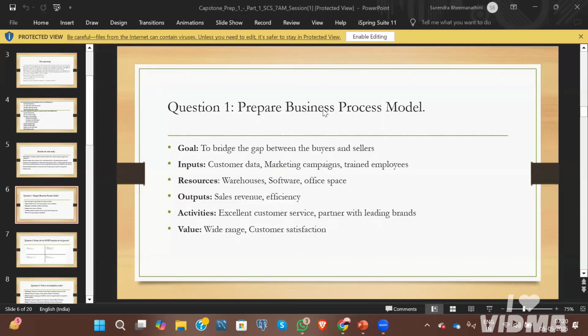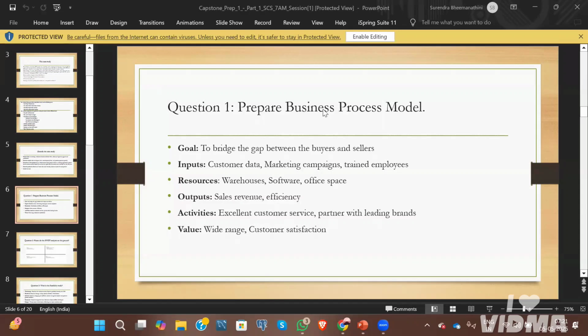Okay. So what is a business process model? Guys, a business process model is nothing but continuous activities in a project, so that when stakeholders or any people look into it, they will know what the initial stage is, what the starting stage is, what the ending stage will be, and what the activities will be in between the starting and the ending. So this is a business process model. In this model, we will have some components called goal, inputs, resources, outputs, activities, and value.